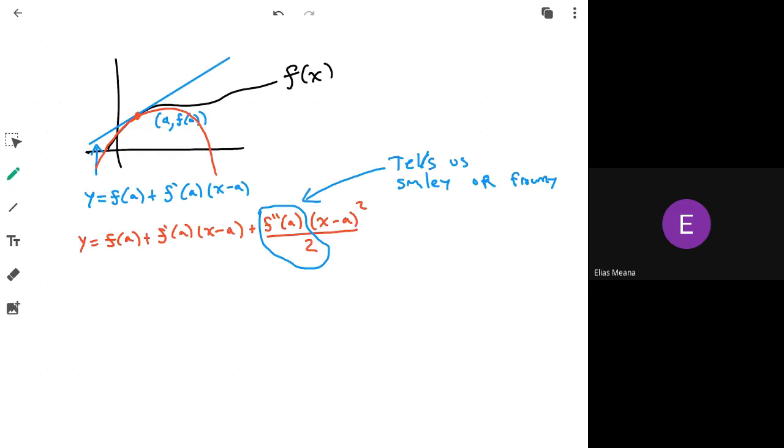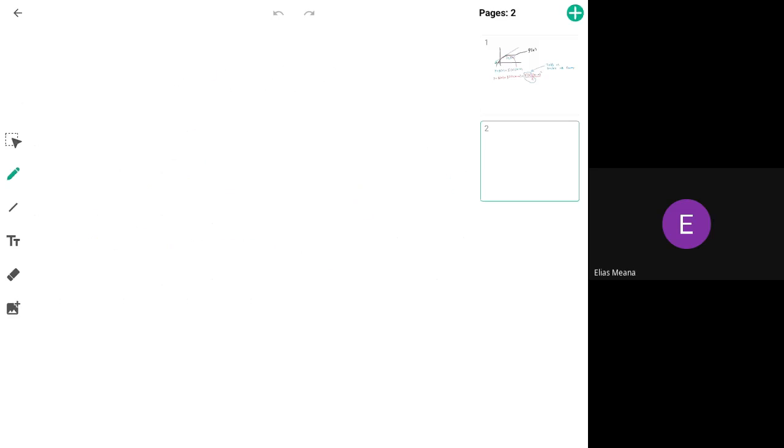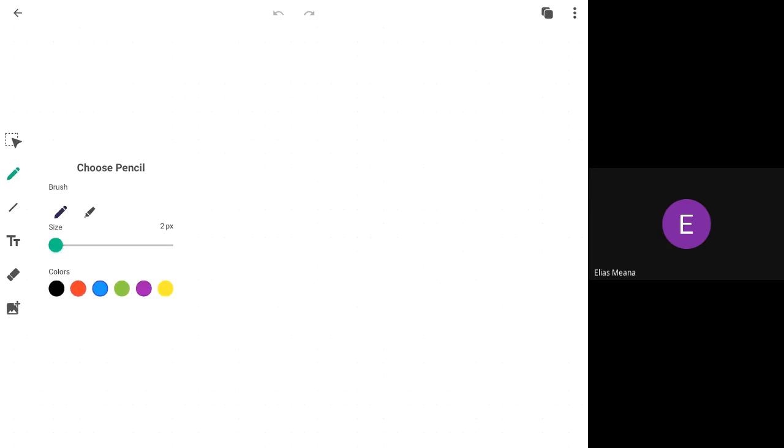Okay, so let's formalize this a little bit more. I don't know why my font has defaulted to thick. I'm on the lowest possible font. I don't want the highlighter. I want pencil. Oh, there we go. All right, so let's formalize this.